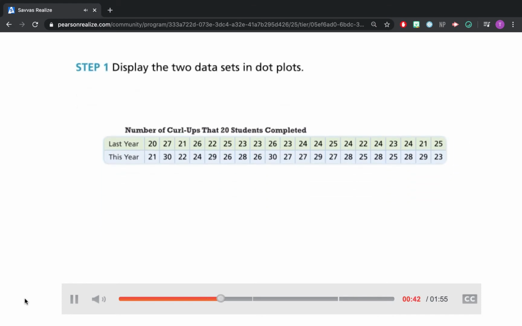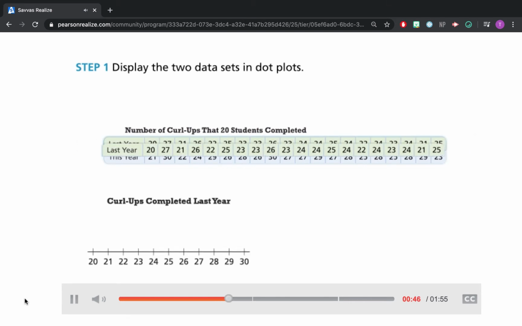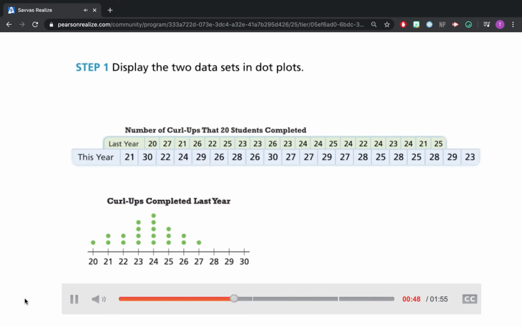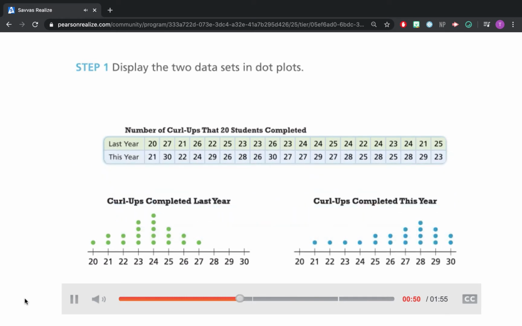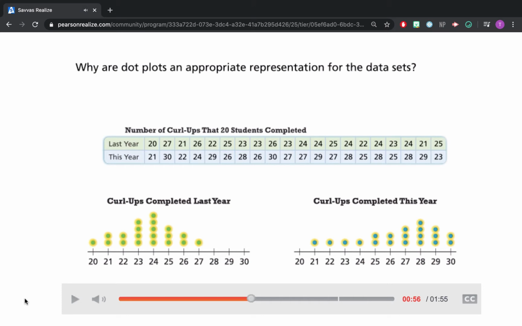Begin by displaying the two data sets in dot plots. Last year's data and this year's. Why are dot plots an appropriate representation for the data sets? Before we analyze that question, a curl-up is essentially the same thing as a sit-up. You could see that from the images, but I just want to be clear with that.